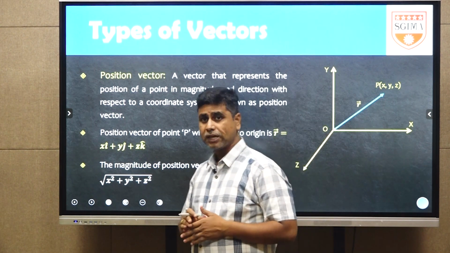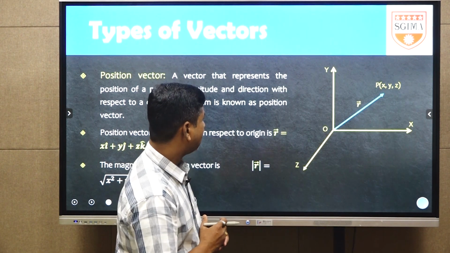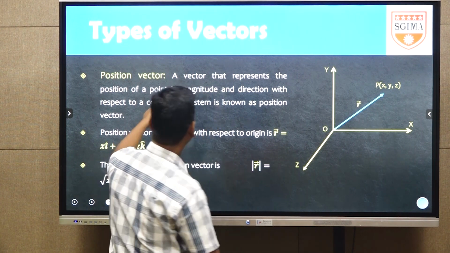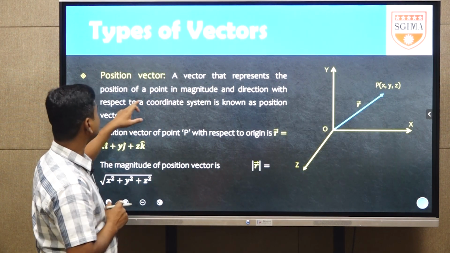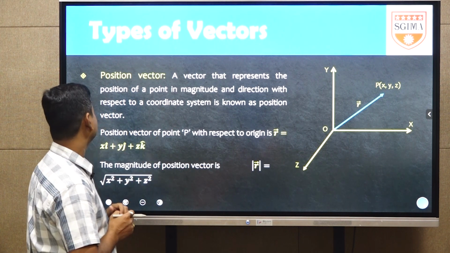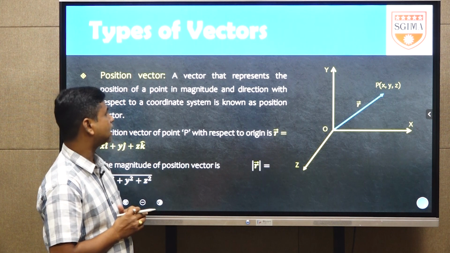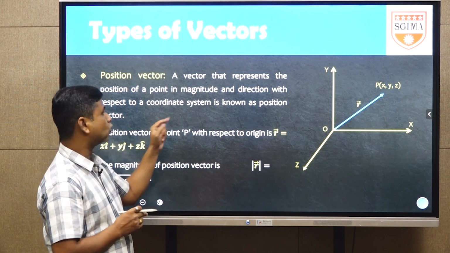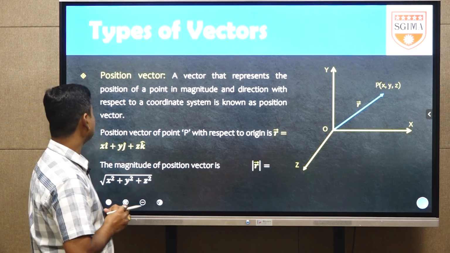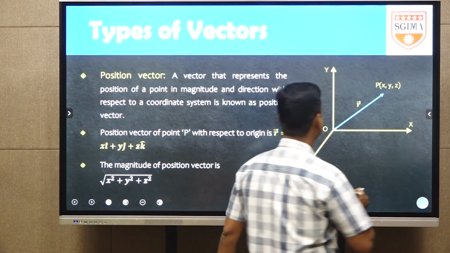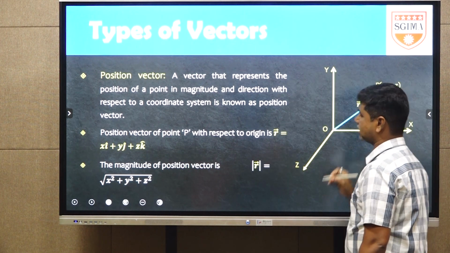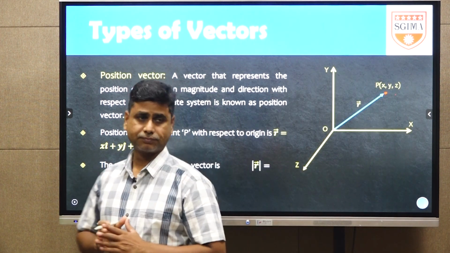Similarly here also in physics, what does position vector mean? Any point you take, what is its position? For that, a vector that represents the position of a point in magnitude and direction with respect to a coordinate system is known as the position vector. Here one of the points is taken in this coordinate system. Here the coordinate system taken is x, y, z. A 3-dimensional coordinate system is considered here.